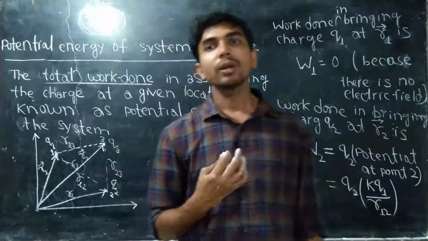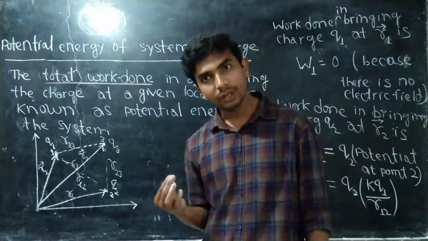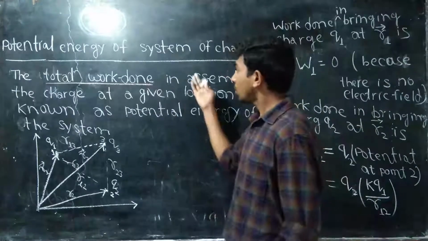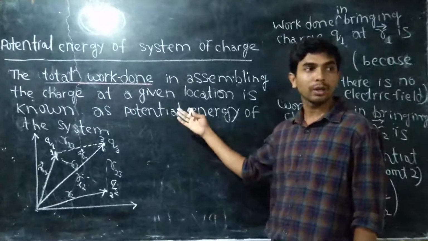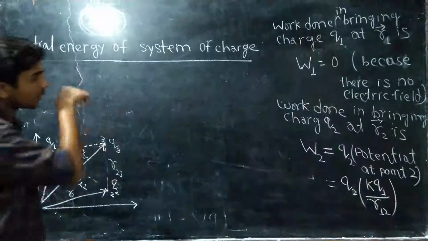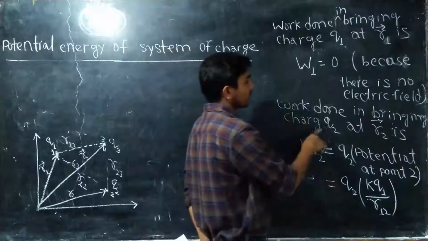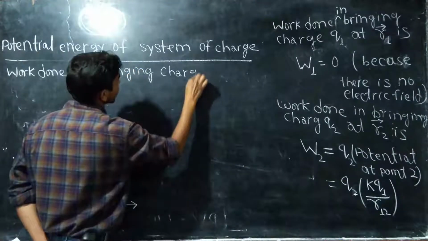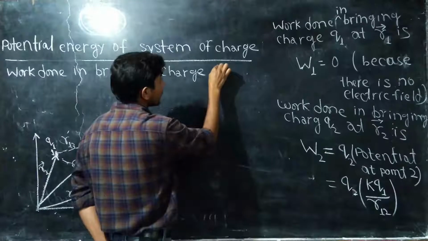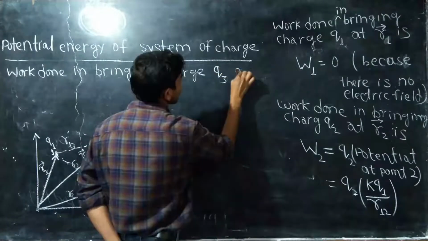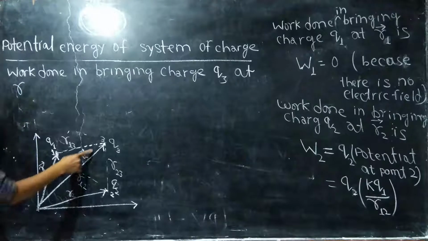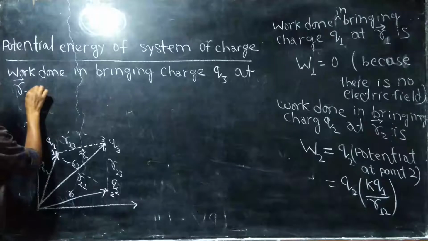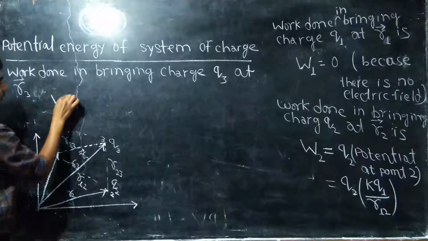Similarly, we are able to calculate the work done needed to bring charge 3. We have to do the same thing. Now, work done in bringing charge Q3 at R3, where R3 is the position vector of that point, is W3.